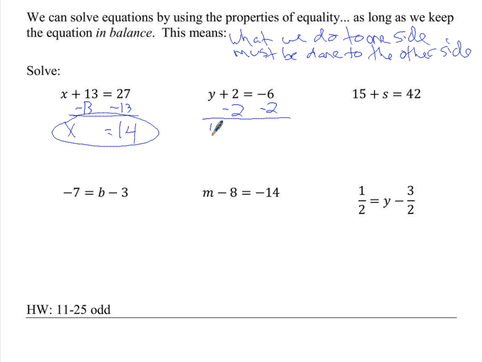The y comes down. 2 minus 2 is 0. It's gone. The equal sign comes down. And then I have negative 6 minus 2, which is negative 8. So that's my answer.